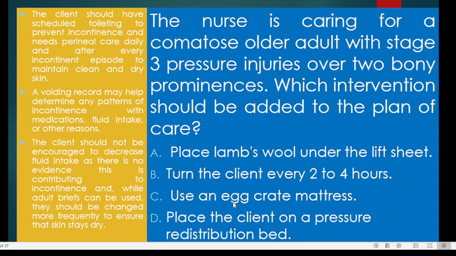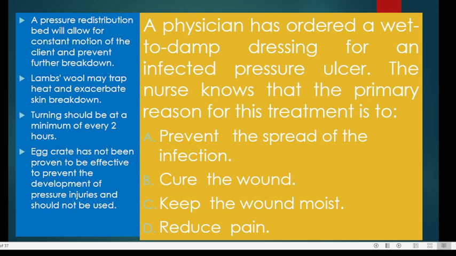Very good. Place the patient on a pressure redistribution bed, okay? A pressure redistribution bed will allow for constant motion of the patient and prevent further breakdown. Lambskin may trap heat and exacerbate skin breakdown. Turning the patient should be at minimum every 2 hours, okay? Egg crate has not been proven to be effective to prevent development of pressure injuries.